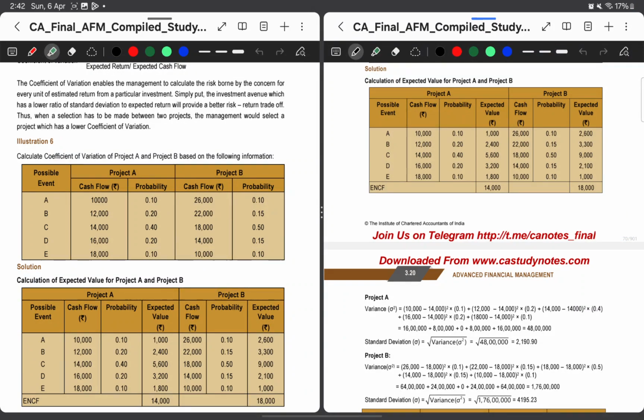Hi CA students, let's revise CA Final AFM Chapter 3, Advanced Capital Budgeting Decisions, Illustration 6.